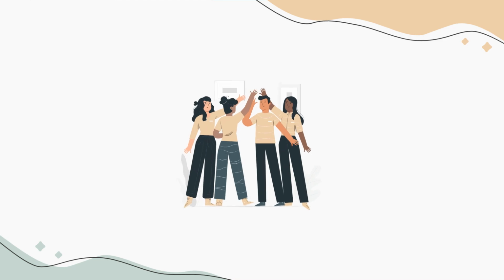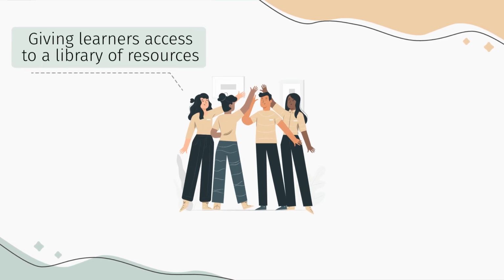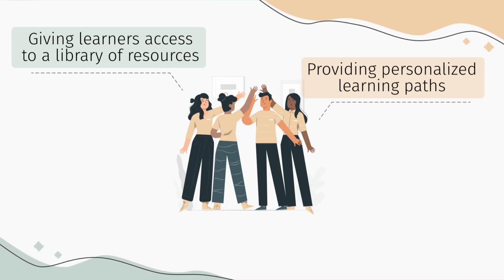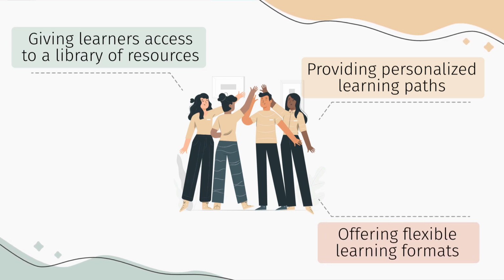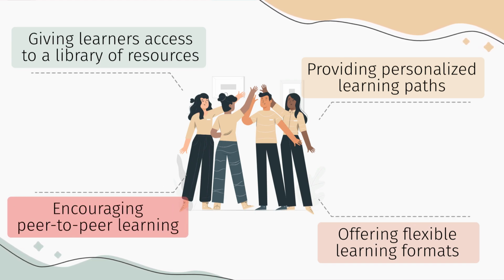For example, giving learners access to a library of resources that has articles and videos and courses that they can explore at their own pace, or providing personalized learning paths so they can choose topics and skills relevant to their roles and interests, or offering flexible learning formats like microlearning, self-paced courses, or even learning in the flow of work, and encouraging peer-to-peer learning through communities, discussion forums, or mentoring programs.